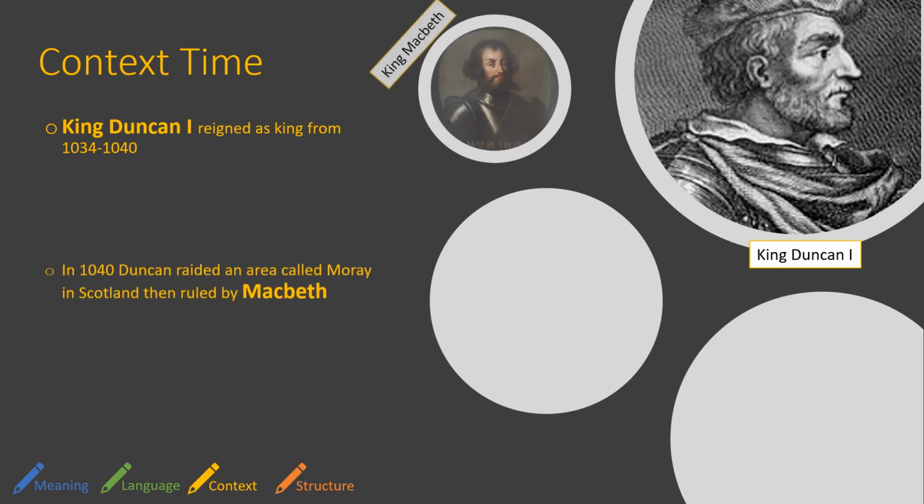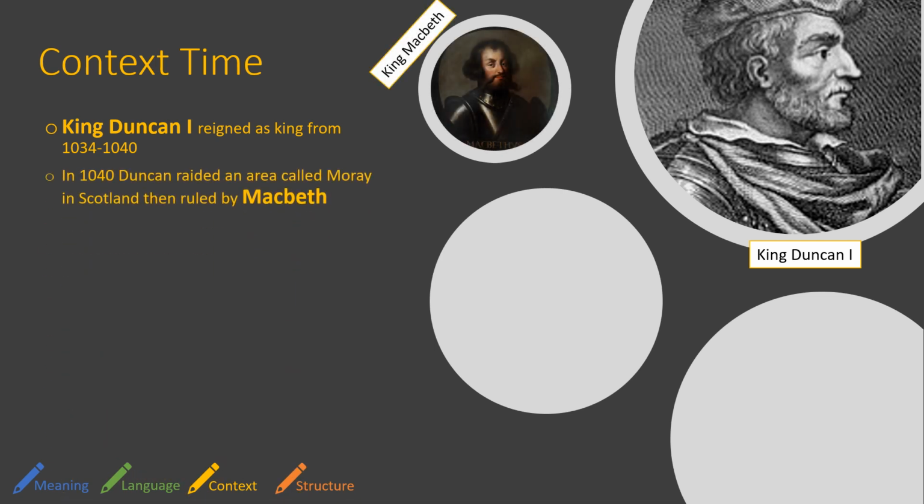Who else? Well, Macbeth. Macbeth was also a big character in Scotland. In 1040, Duncan raided an area of Scotland called Moray, who was then ruled by Macbeth. Clearly, Macbeth wasn't happy about this. His lands had been invaded by Duncan. So Macbeth went to war with Duncan, defeated him, killed him, and then Macbeth himself reigned as King Macbeth from 1040 to 1057.